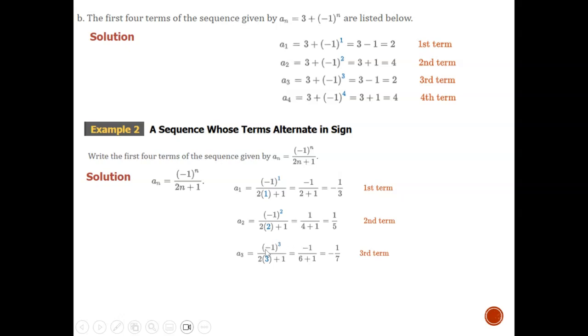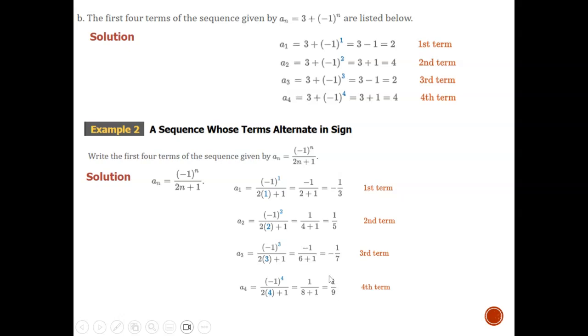A3 will be negative 1 cubed over 2 times 3 plus 1, which will give us negative 1/7. Because if you notice, guys, look at the pattern. This section is all about patterns. You start with negative 1/3, then positive 1/5, negative 1/7. So in this one, it's going to be positive 1/9, because the denominator goes 3, 5, 7, 9, and so forth. It's going to be 1/9.